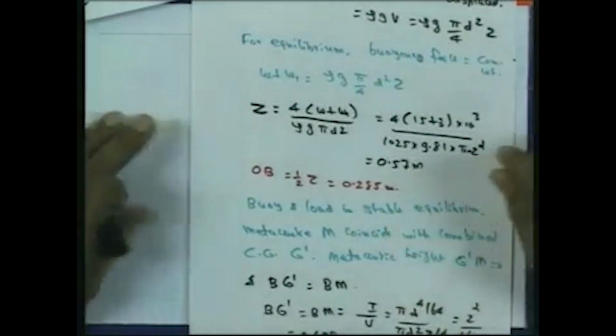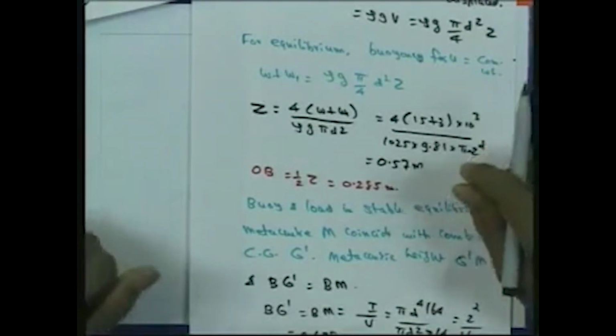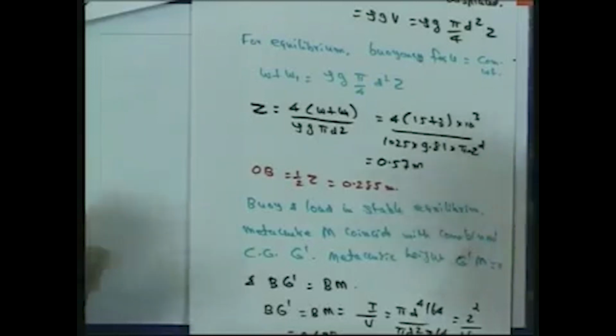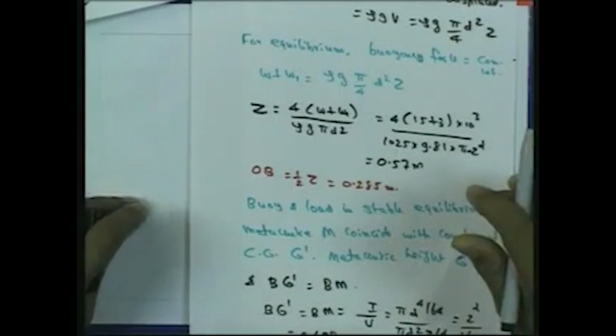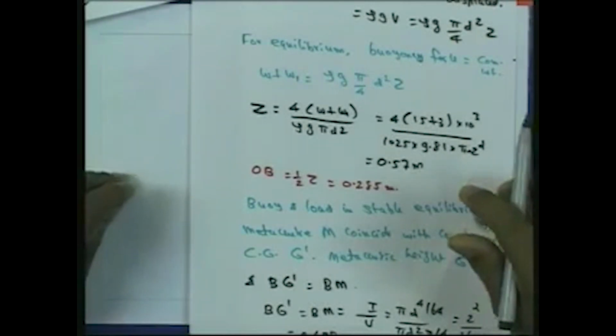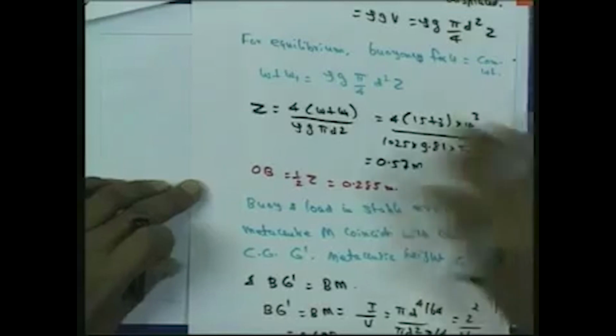Now the buoy and load are in stable equilibrium. As per the problem statement, the buoy and load are in stable equilibrium and the metacenter M coincides with the combined center of gravity G dash. So, the metacentric height in this case, G dash M, is equal to 0.